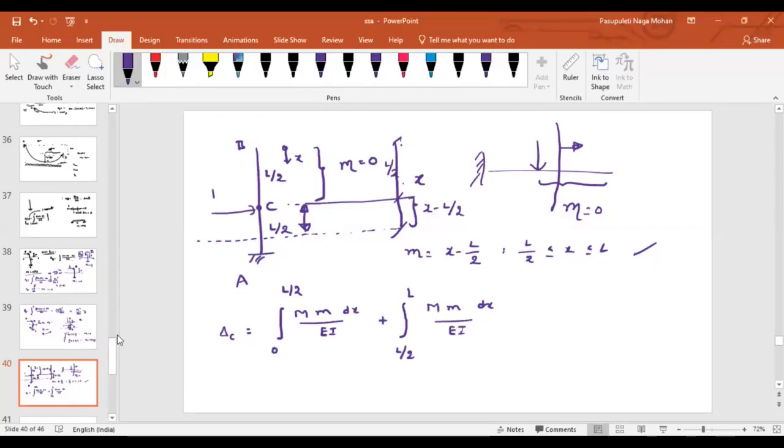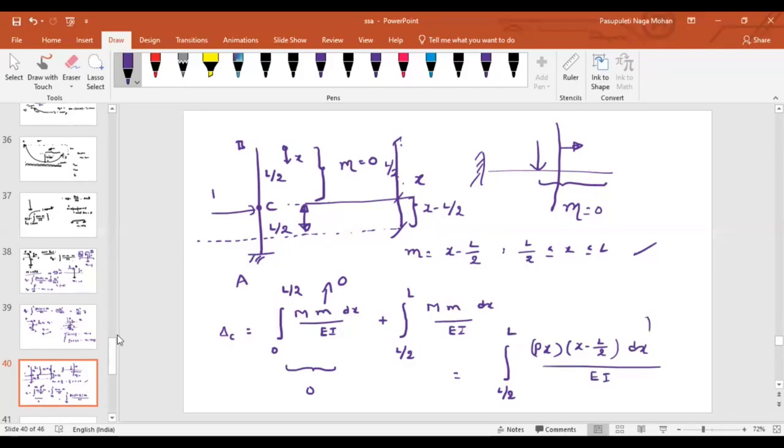My capital M, I can define it by x, but what about small m? In some portion, it is not existing. Whenever it is undefined, obviously we have to split it. So in this portion, what about your small m? 0. That means what about this entire value? 0. So only the remaining part is this. That will be equal to the integral from L by 2 to L. What about your capital M? It is P times x. What about your small m? Small m is defined as x minus L by 2, times dx divided by EI.